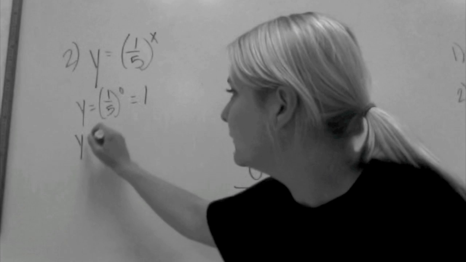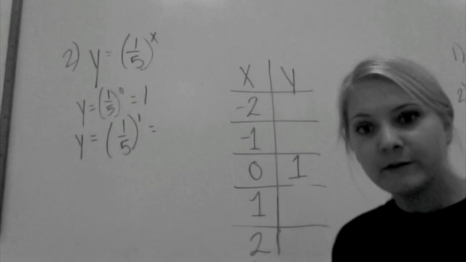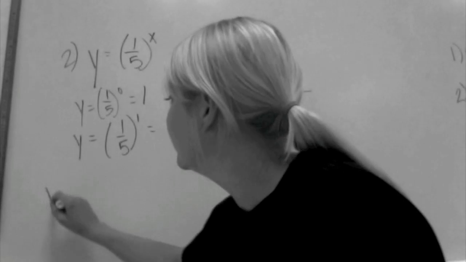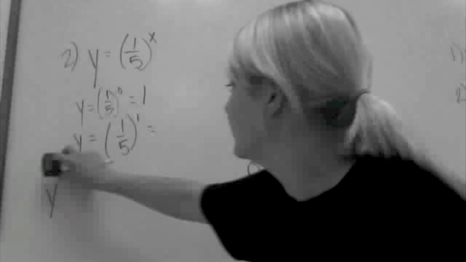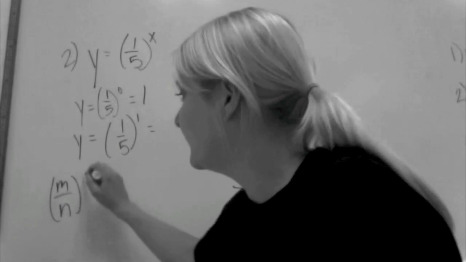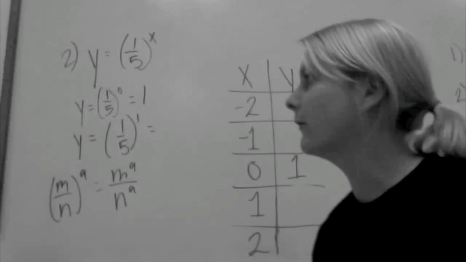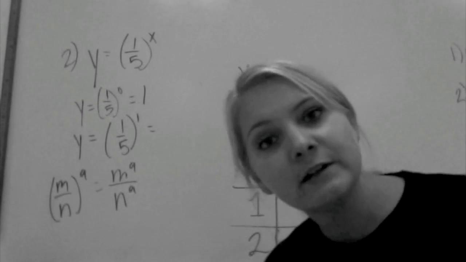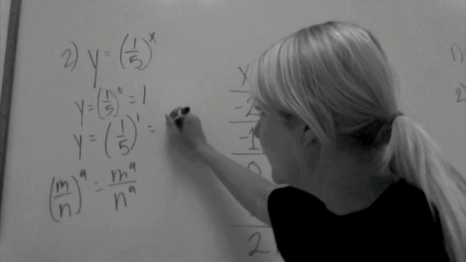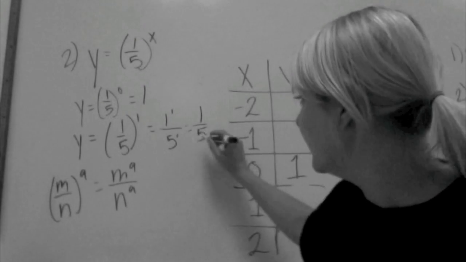All right, then let's do y equals 1/5 to the power of 1. Here we're using our quotient of powers property, which states if you have m over n raised to the power of a, that equals m raised to the power of a over n raised to the power of a. So we raise both the numerator and denominator to that power being expressed, and here it's 1. So we'll be raising 1 to the power of 1 over 5 to the power of 1, which equals 1/5.